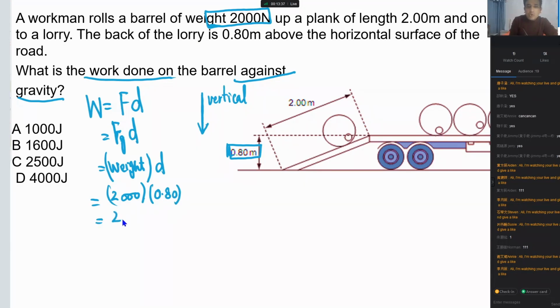If I solve this one, so you have 2000 here, and if you multiply this one with 80 divided by 100, so these 2 zeros you can cancel, then 80 times 20, our answer should be 1600 joules. So the answer for this question is B. Okay, so the answer for this question is B. I hope it is clear to you.